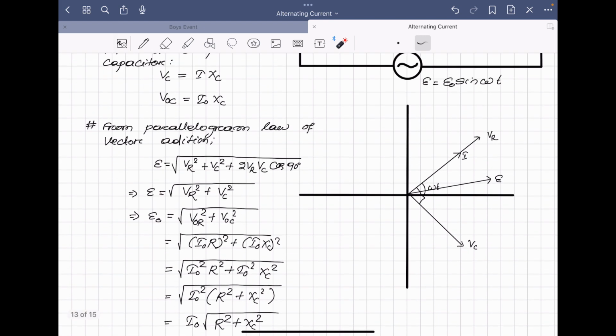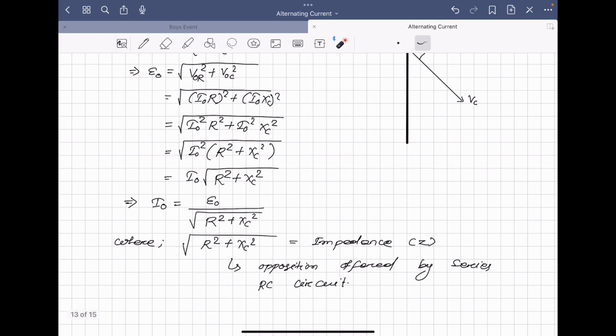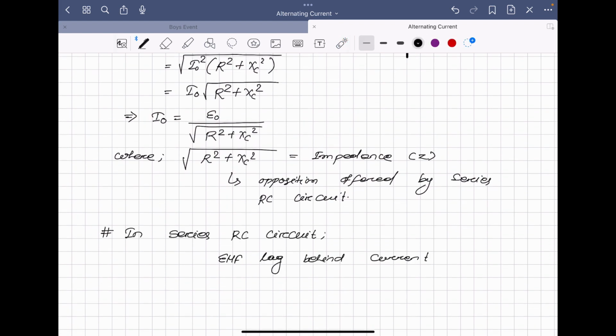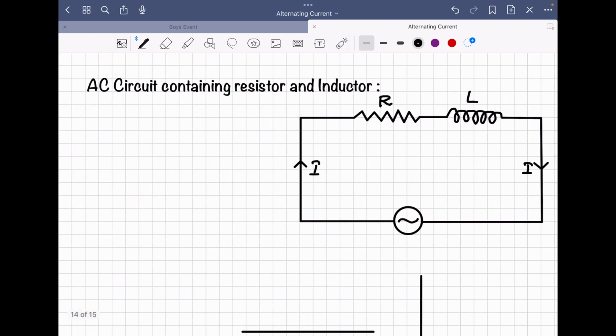Here you can see, here we have I and here we have E. We can obtain that our EMF E lags behind the current in the RC circuit. In RC circuit we can write that EMF lags behind current, or we can write current leads EMF. Okay. Then we have AC circuit containing resistor and inductor.